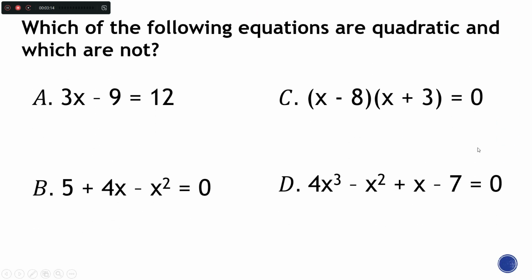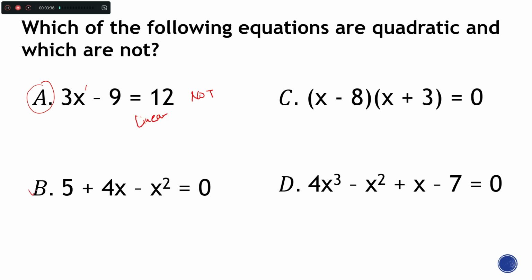Now here we will identify which one is quadratic and which one is not. Obviously, the first one is not. It's not because it's linear. The highest exponent that you see, or the degree of the polynomial, of this one is 1. So if the degree of the polynomial is 1, we call that linear. This is linear.